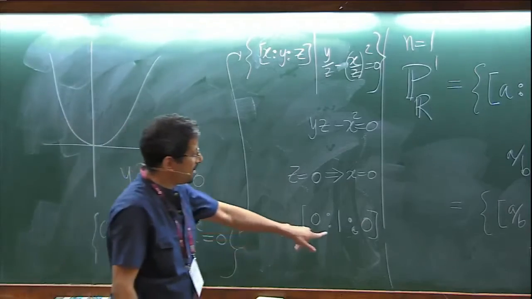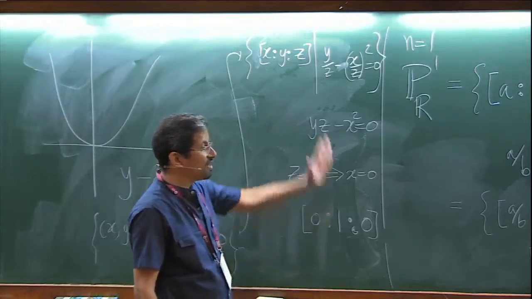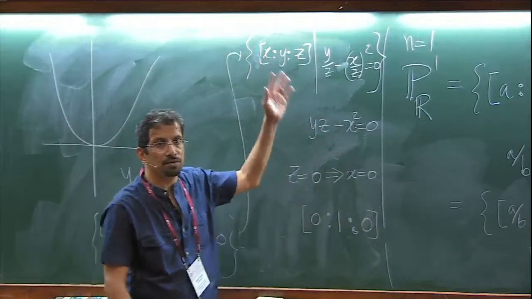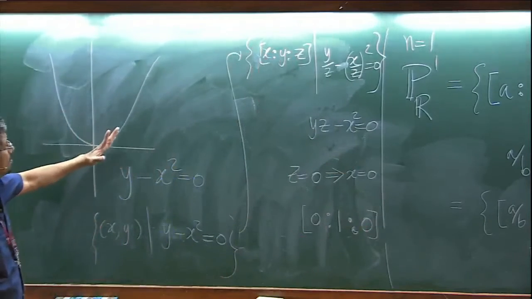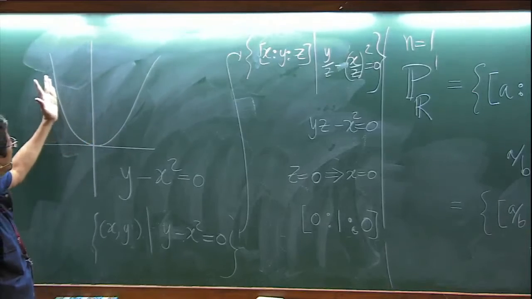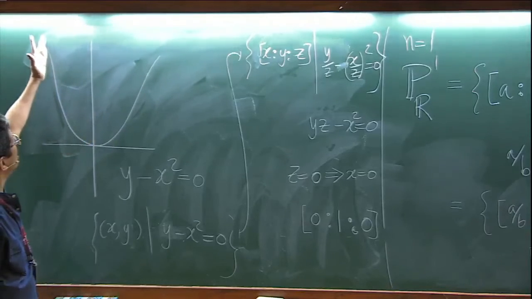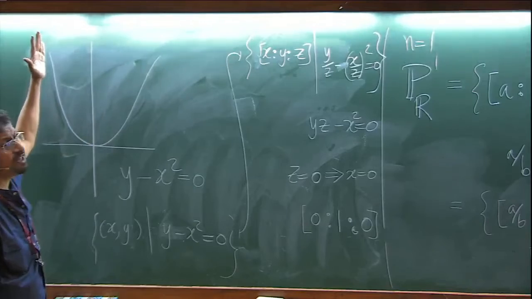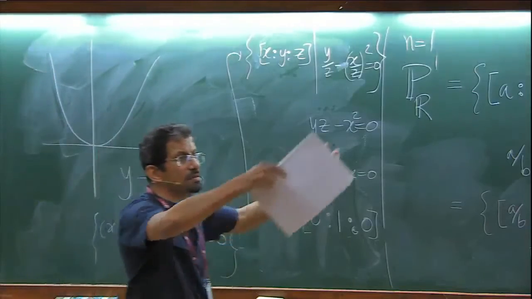(0, 1, 0) is the point at infinity of the vertical line in R2. What we are saying is that, not exactly asymptotically, but if you look at the slopes of the tangent lines of the parabola, the slopes are becoming infinity. And so the parabola's tangent lines are becoming vertical.